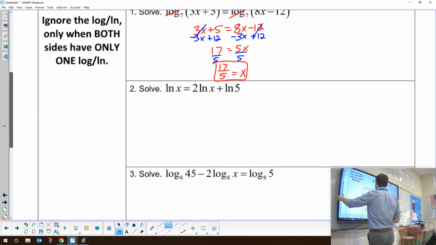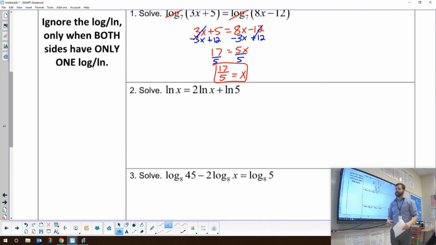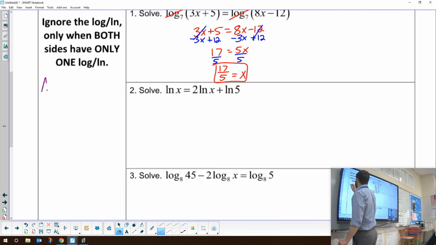For number 2, though, I can't just start canceling logs willy-nilly whenever I have more than one logarithm on one side. For this problem, number 2, I have one natural log on the left side, and I have two natural logs on the right side. So I can't just start canceling these out at will. What I need to do instead is combine. We're going to talk about how I can squish these two together to condense these two.